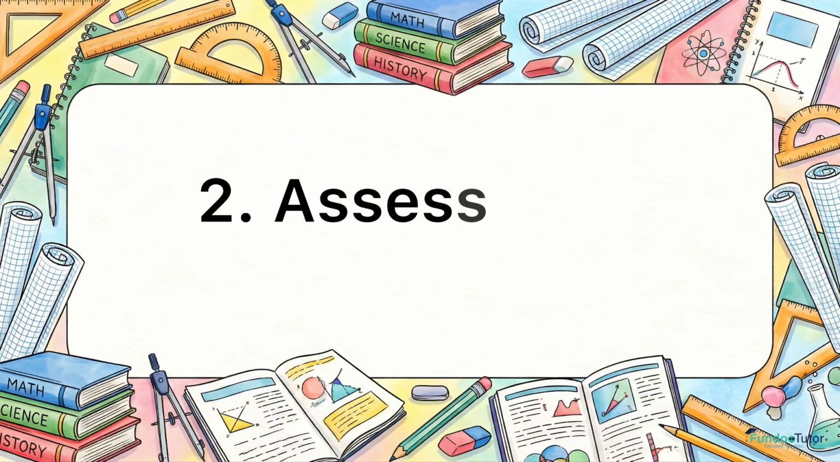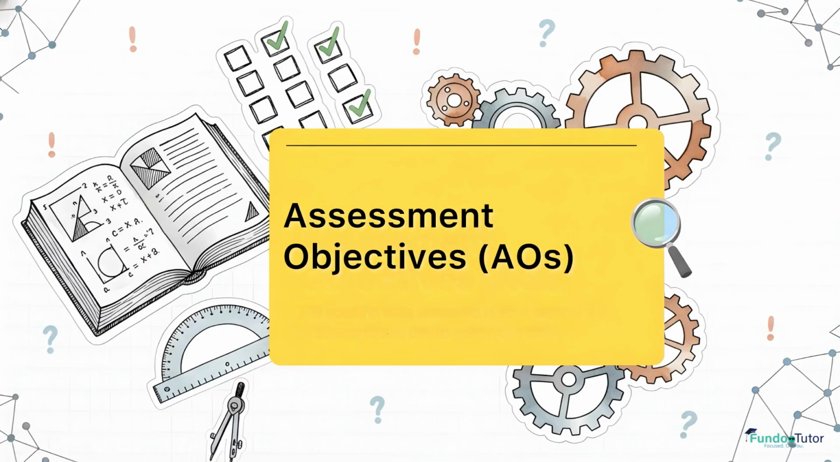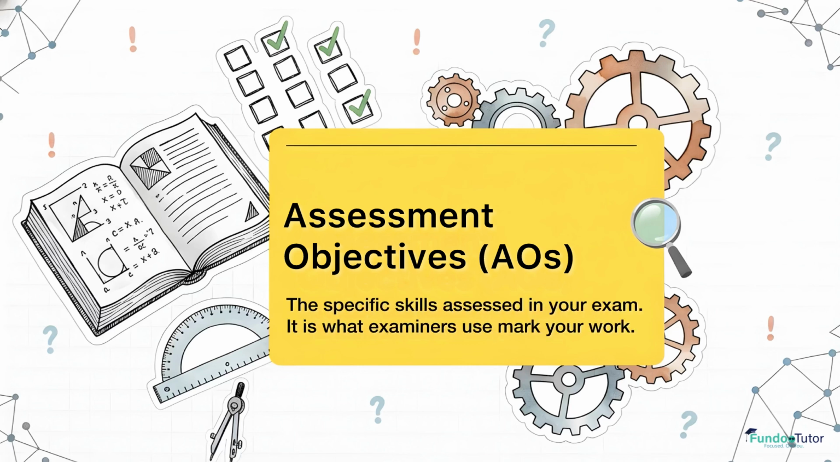All right, moving on to Section 2, Assessment. So, it's not just about memorizing formulas, right? It's about how you use what you know. Let's look at what the examiners are really looking for. Now, the official term for this is Assessment Objectives, or AOs for short. Don't let the fancy name fool you. All it really means is, this is the checklist the examiners use to mark your paper. It's their secret recipe for giving out marks.